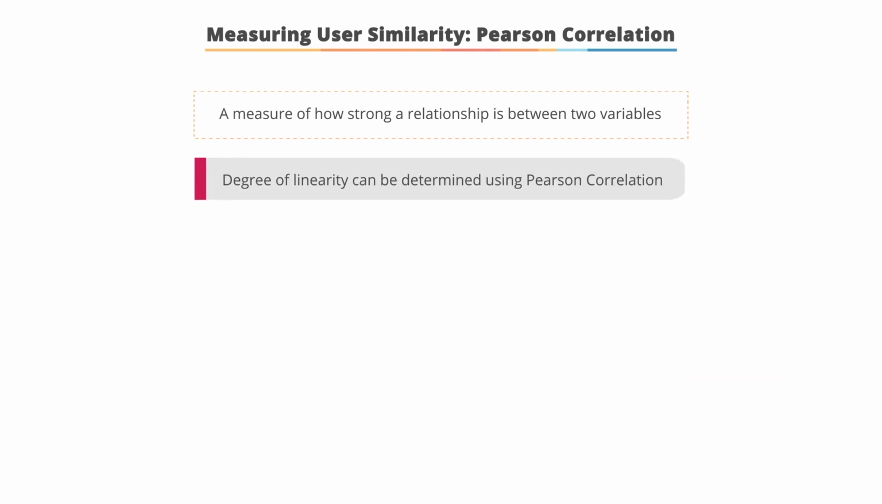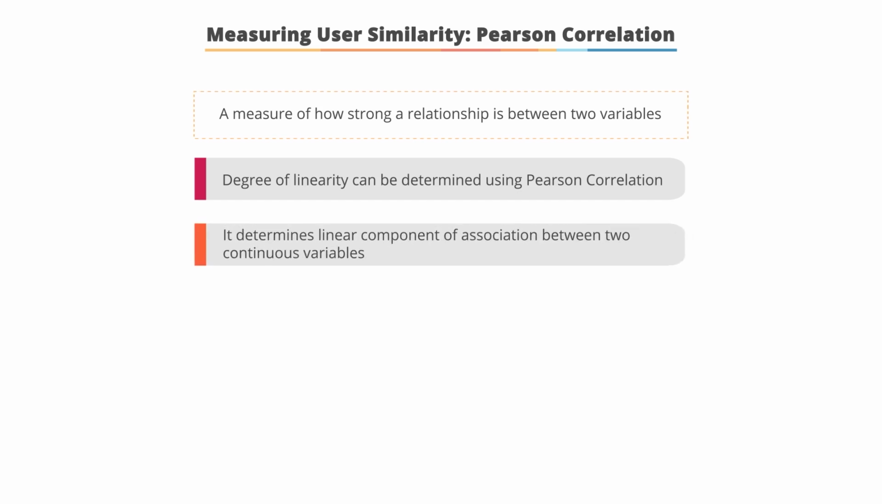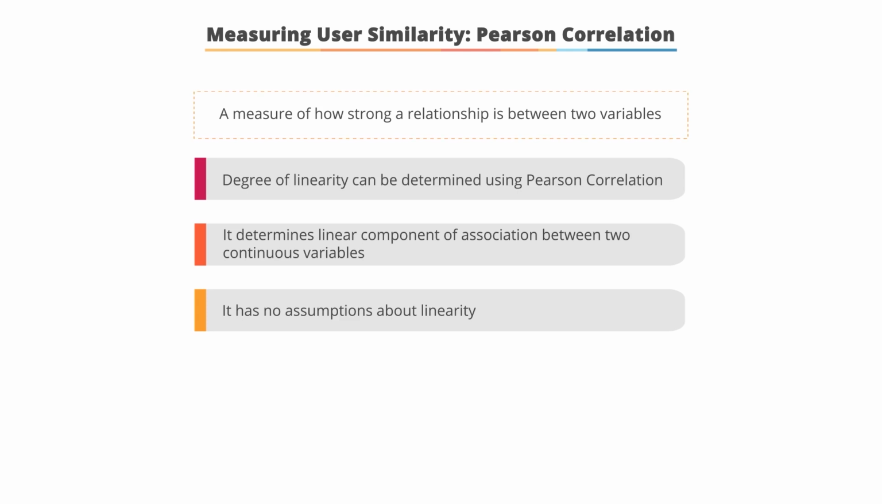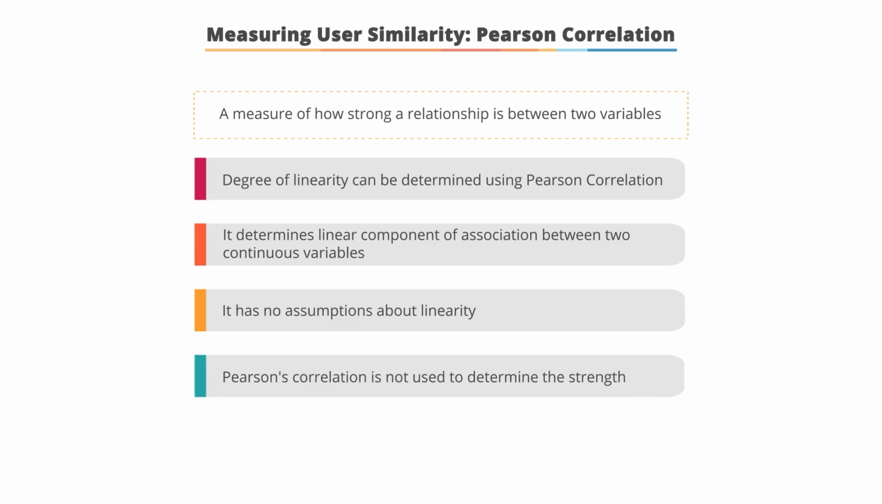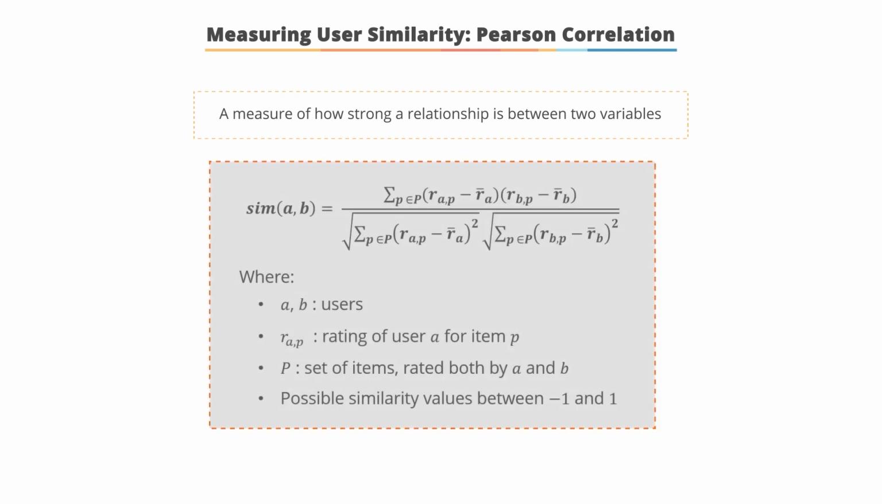The degree of linearity can be determined using Pearson correlation. In other words, it determines whether there is a linear component of association between two continuous variables. As such, Pearson's correlation has no assumptions about linearity. However, when you already know the relationship between your two variables is not linear, you would normally not want to pursue a Pearson's correlation to determine the strength and direction of a linear relationship. Let's understand the given formula.